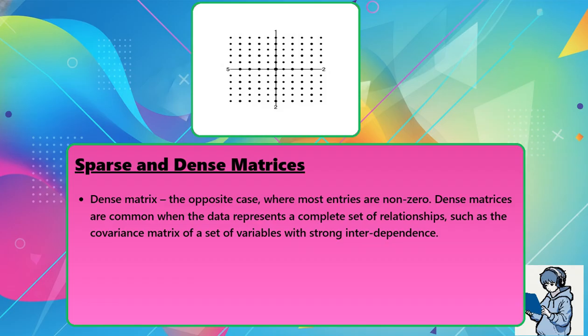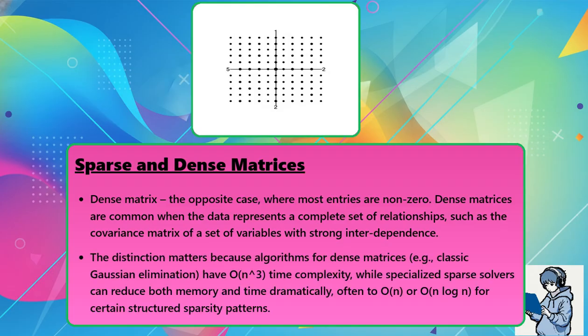Dense matrix, the opposite case, where most entries are non-zero. Dense matrices are common when the data represents a complete set of relationships, such as the covariance matrix of a set of variables with strong interdependence. The distinction matters because algorithms for dense matrices, for example classic Gaussian elimination, have O(n cubed) time complexity, while specialized sparse solvers can reduce both memory and time dramatically, often to O(n) or O(n log n) for certain structured sparsity patterns.